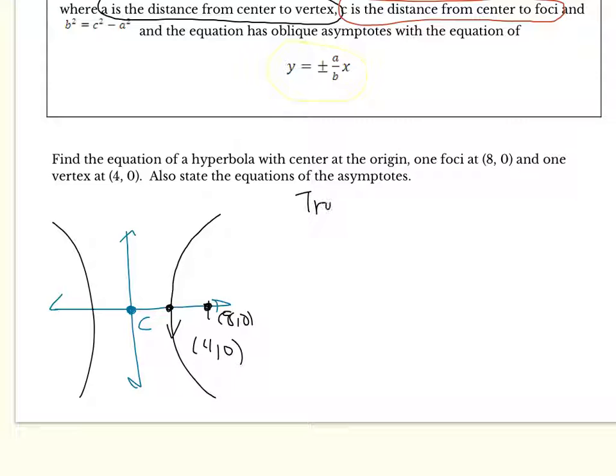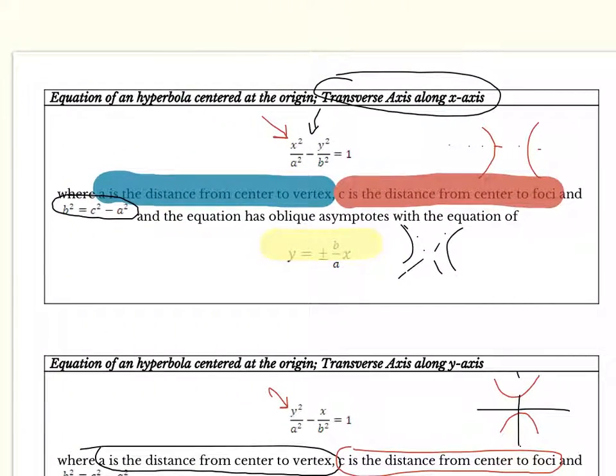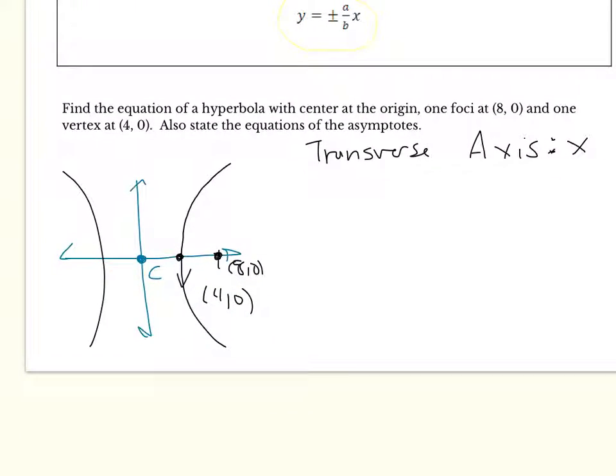So the transverse axis is going to be the x-axis, because anything that opens left-right has a transverse axis of x. So we're really going to be talking about the kind of problems that look like this first box, where it has the transverse along the x. So I know my equation, because that's what I'm trying to figure out, is going to be x squared over something minus y squared over something equals 1, because x coming first makes it have a transverse axis of x.